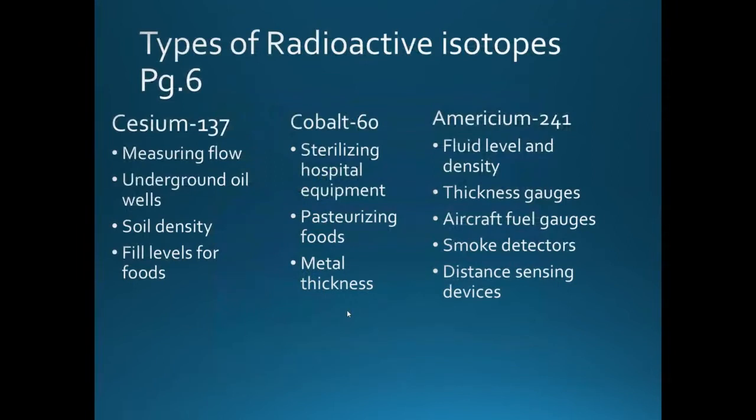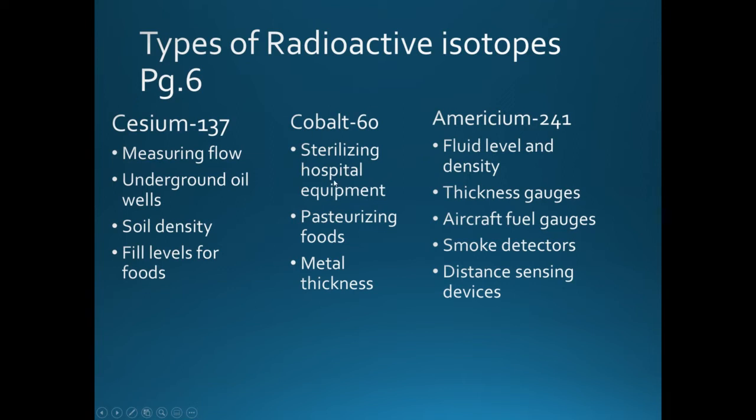All right, here are some common radioactive isotopes that are used in different industries, and some of their common uses, and these are the main three that you'll have to be familiar with. Just general characteristics, as you go through the PowerPoint presentation here today, pay attention to things that are related to these three different radioactive isotopes. So cesium-137, used for measuring flow. Common application is the underground oil wells, also used for measuring soil density and fill levels in the food and beverage industry.